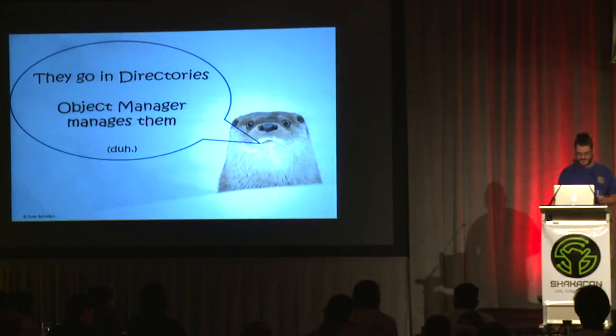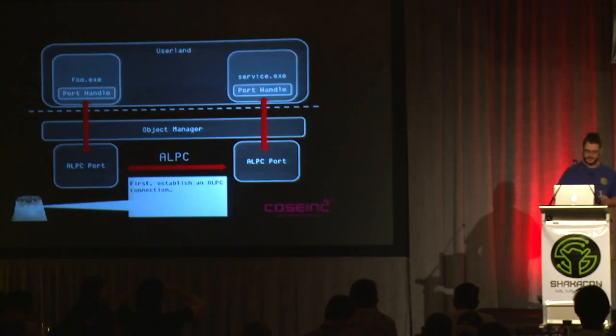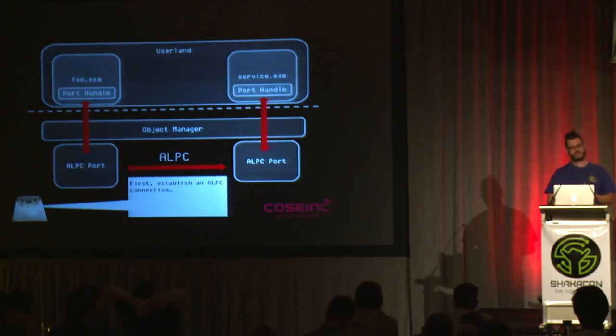And for now, we're good. So now we can say, all right, how does RPC kind of work? We're going to establish an ALPC connection between our process. So I don't actually send anything to process X. I ask the kernel for a handle to an ALPC port.